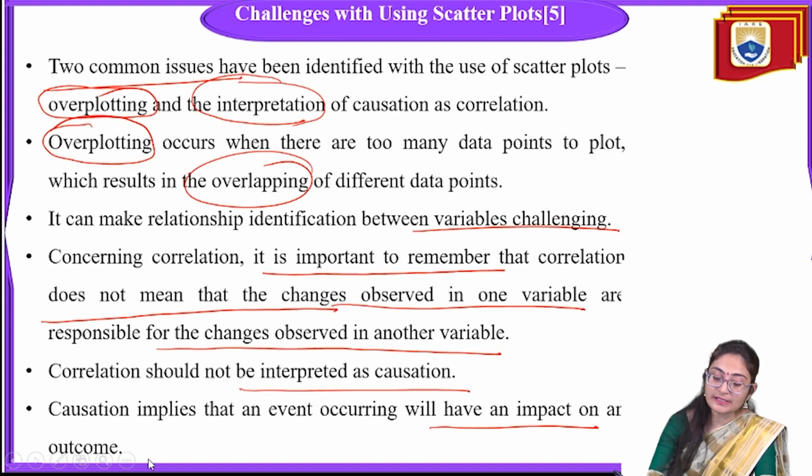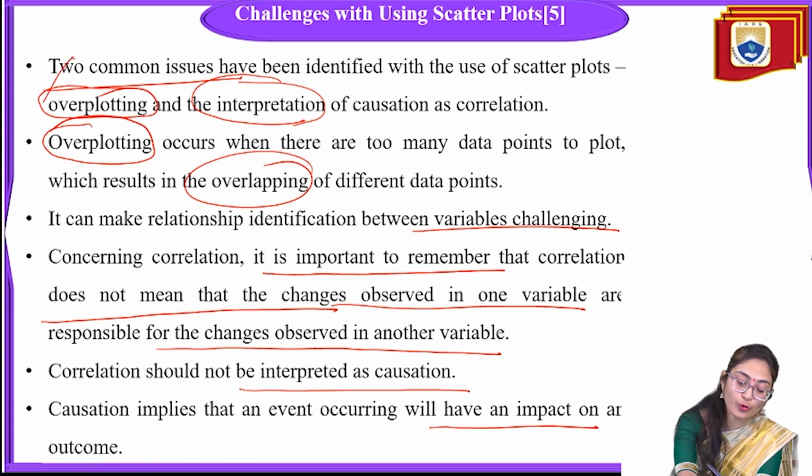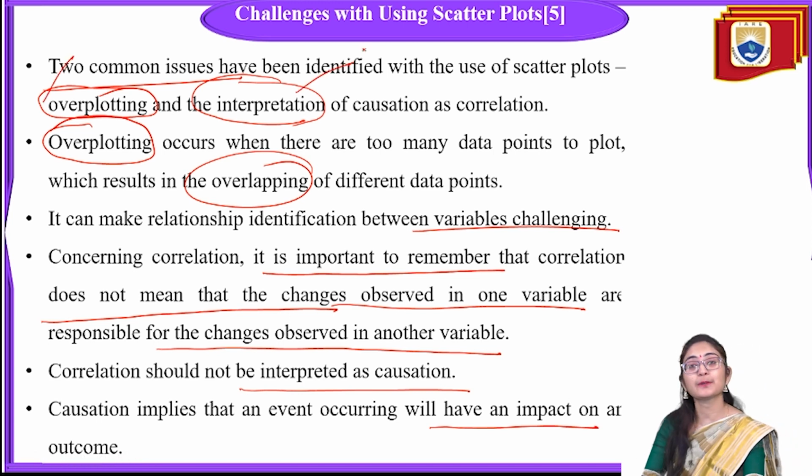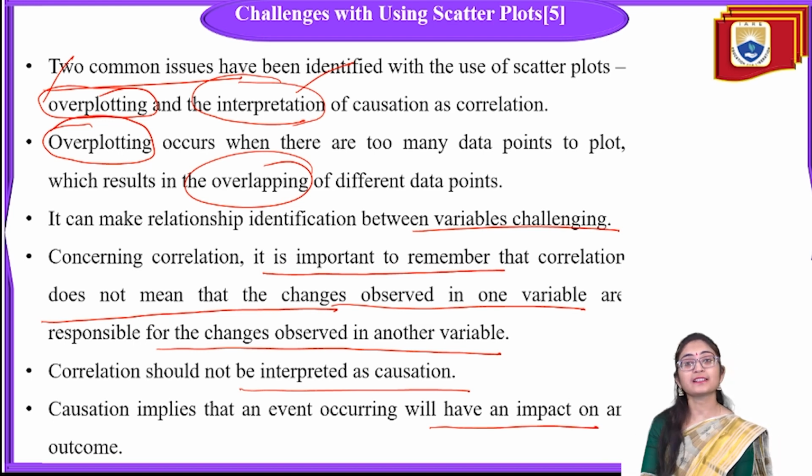So these are the challenges with using the scatter plot. The main issues are first overplotting and another one is interpretation. When overplotting occurs, if you have too many points for plotting, at that time overlapping can occur. So here interpretation is also another issue.